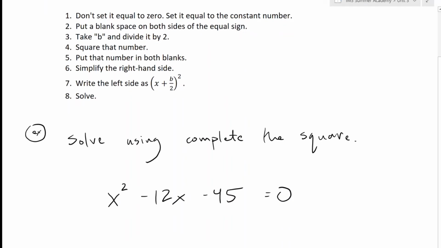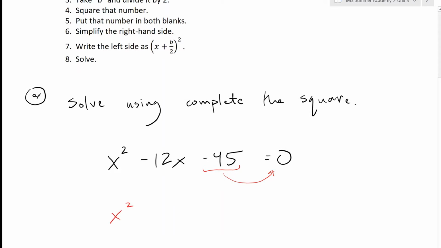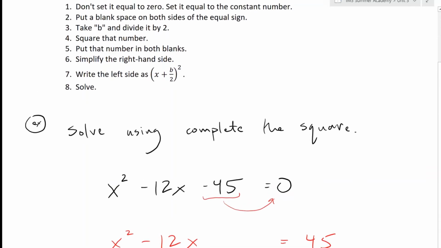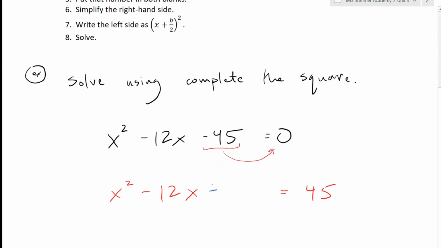First step, don't set it equal to 0, set it equal to the constant number. So the constant, remember, is the number that's all by itself, the 45. So I've got to get it set equal to that. So I'm going to move it to the other side by adding it. So rewriting this, we got x squared minus 12x equals a positive 45 now. And you'll notice I'm leaving space here because step 2 says put a blank space on both sides of the equal sign. So plus blank here, plus blank here. It's all about equality. What I do to one side, I do the other. We're not changing the value of this equation, we're just changing how it looks.